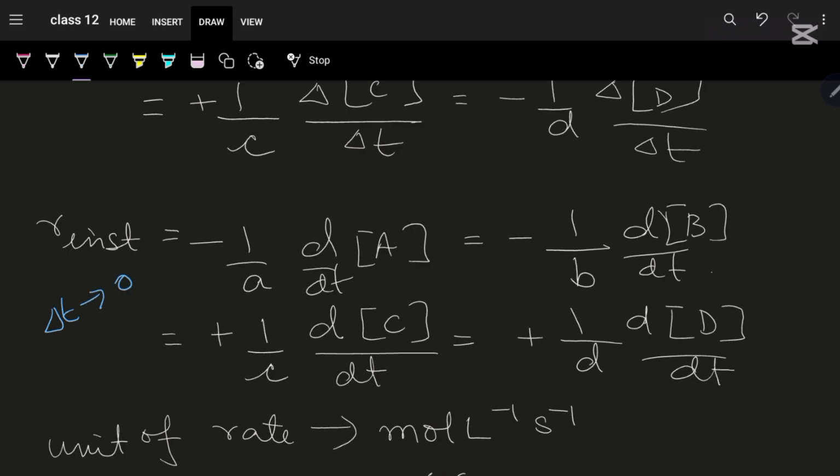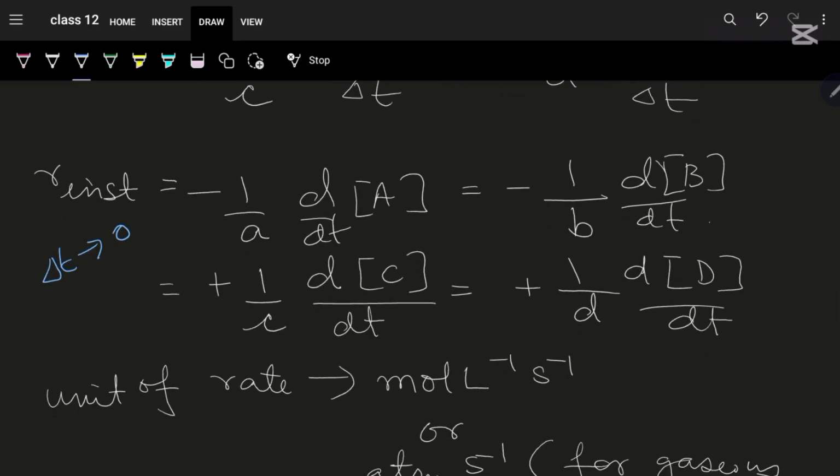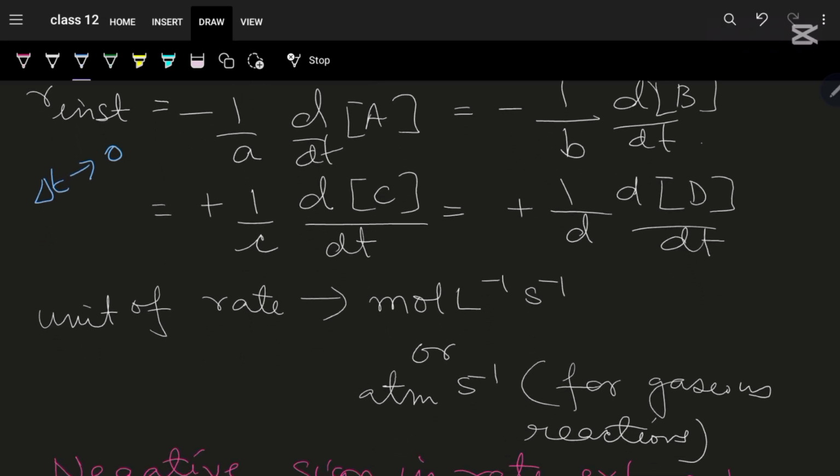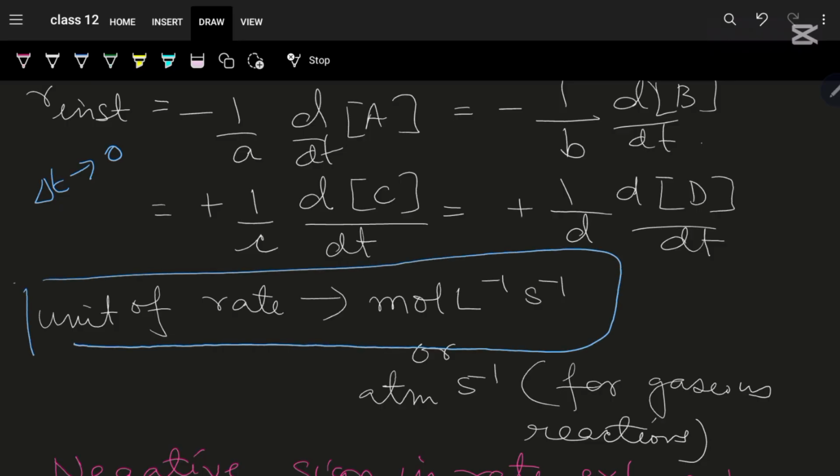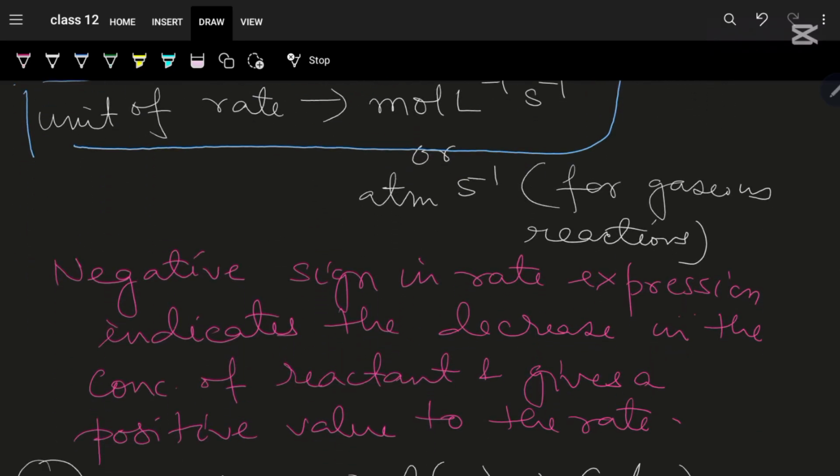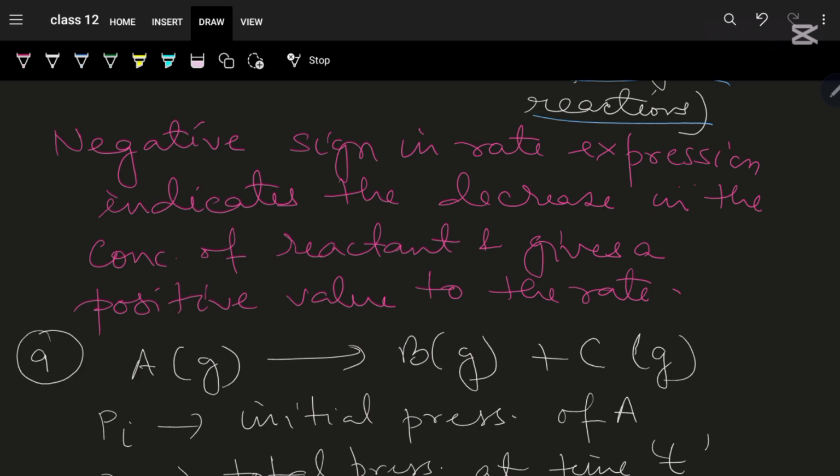There is no time difference. At a particular instant you are finding the rate of the reaction and you reduce it to d by dt. So d by dt of A, again you divide by the stoichiometric coefficient. So the rate expression is like this. Unit of rate means change in concentration with respect to time, so mole per liter per second. For gaseous reactions, atmosphere per second. Now again, negative sign in the rate expression, what does it show? That decrease in the concentration of reactant, and the negative sign is given in order to give a positive value to the rate expression.